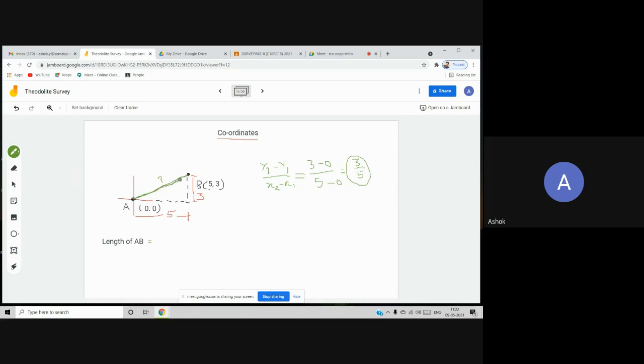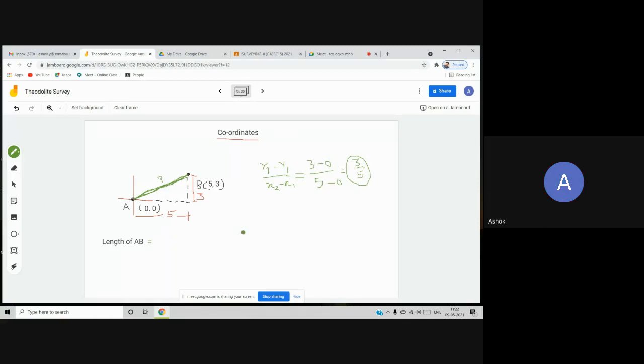How can we get this length? Sir, this is slope equation. This is slope equation. I want the answer for this length AB. How much will it be?